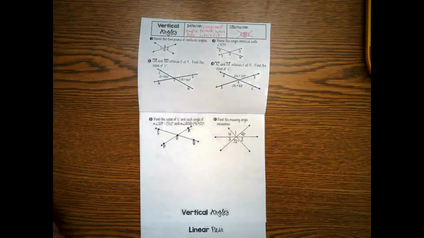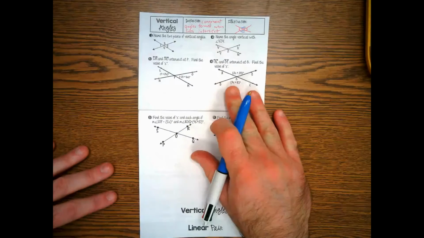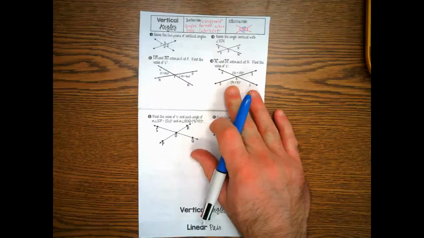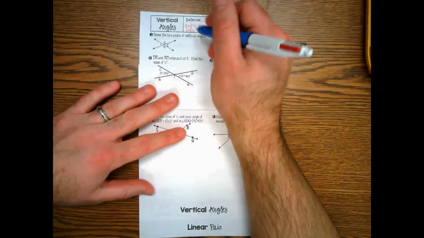That's direction, I guess. Not exactly sure why they call them vertical. I'd have to look that up. When did they start calling them vertical? In any case, name the two pairs of vertical angles.